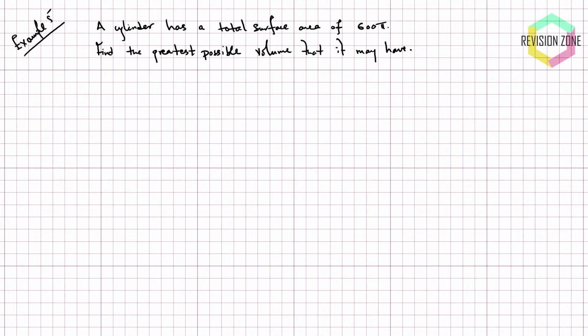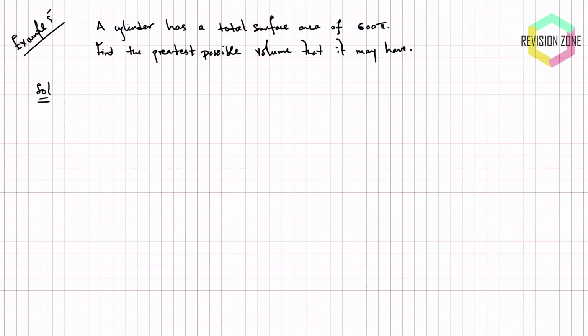Problem 5 is our first attempt at a modeling problem, which basically says we're given a cylinder and we're told that it has a surface area of 600 pi. And the question requires us to figure out what's the largest volume that this cylinder can possibly have. Let's think about a solution.